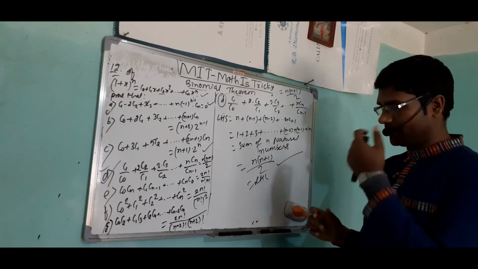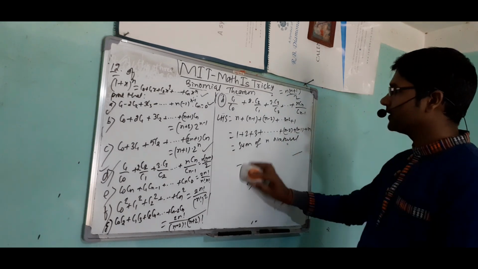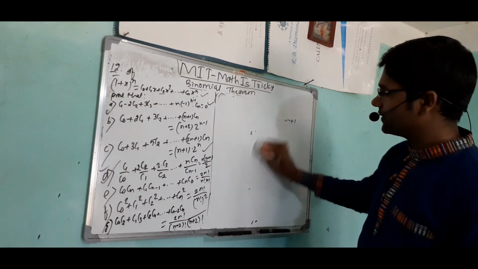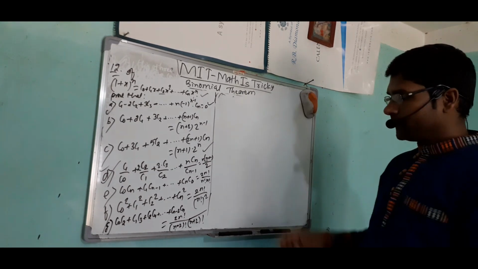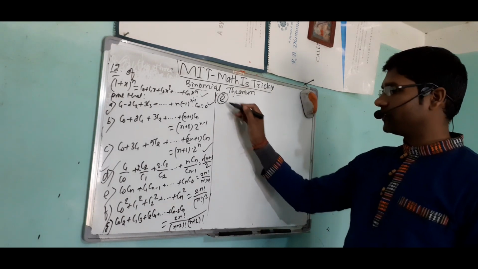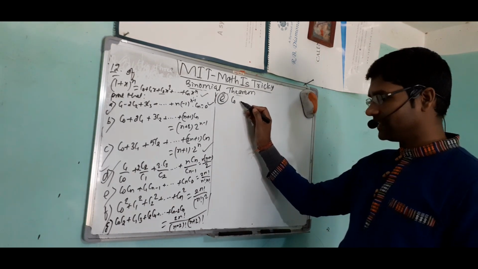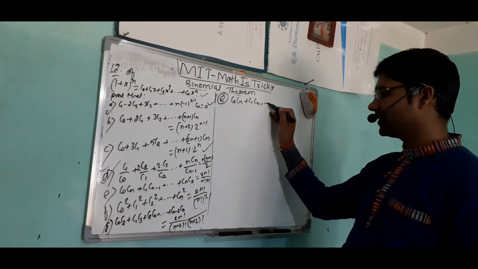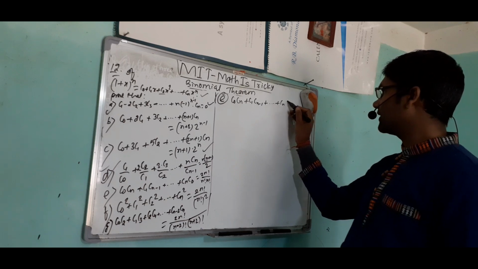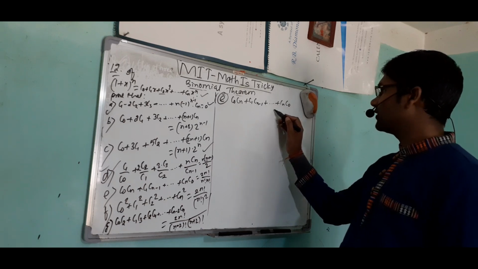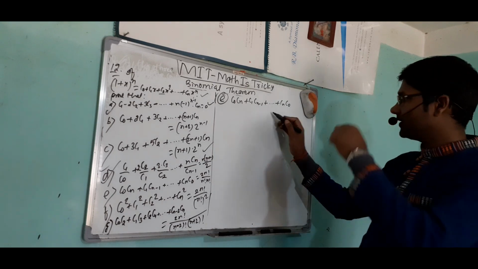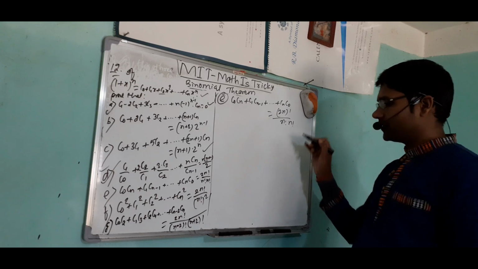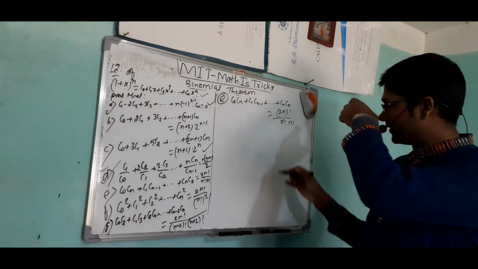Now move to question number E. So let's see how we solve question number E. Let me explain it for you. For E, look here: C0·Cn + C1·C(n-1) + ... + Cn·C0. We have to prove that it equals (2n)!/(n! n!). Okay, so this is what you have to prove.